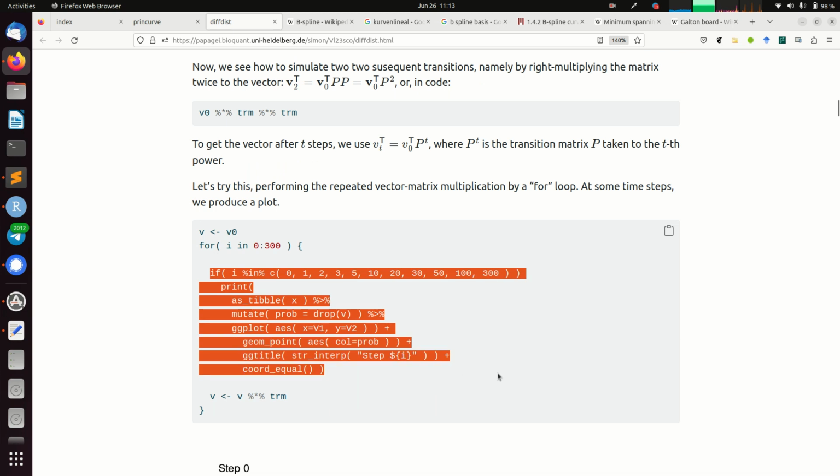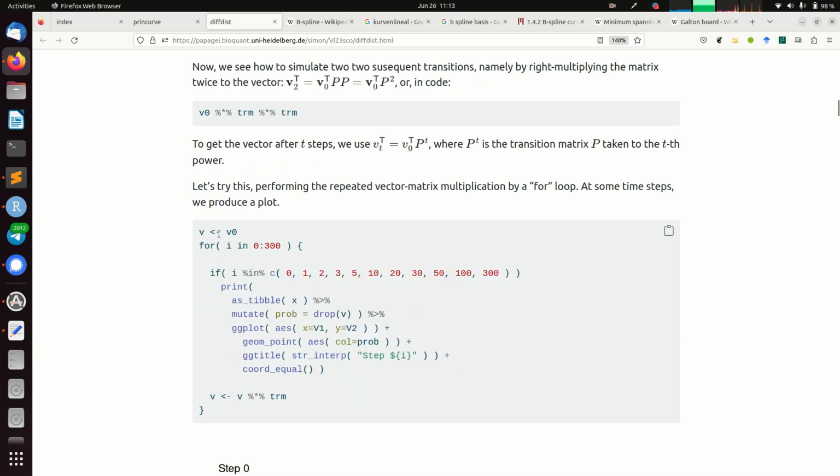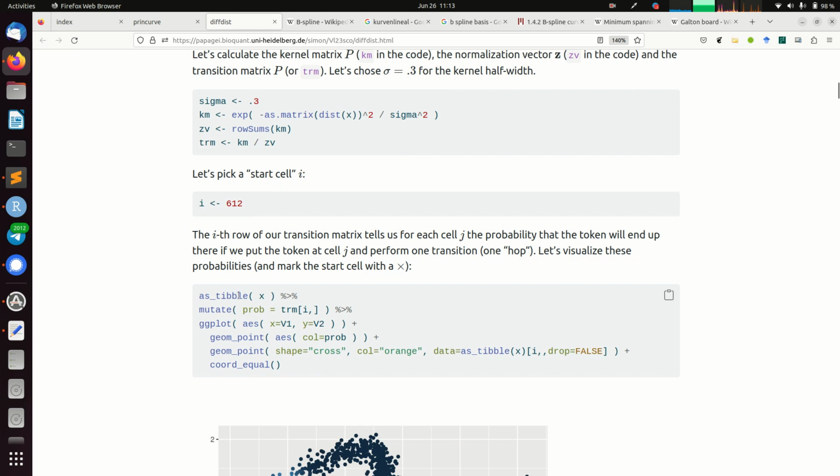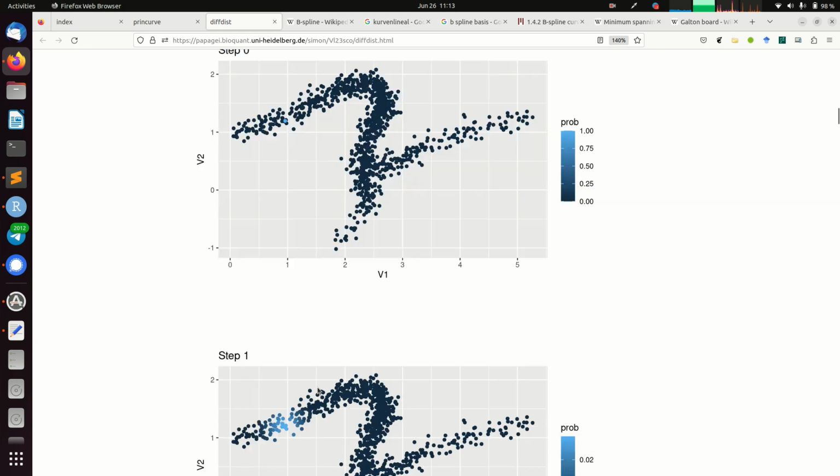You see, ignore this big if block for the moment and just look at the rest. I start again with my vector on position i, as a basis vector where everything is 0 except for the cell 619, which is i, and then I run 300 steps, and in each step I multiply the vector with the transition matrix, so that we repeatedly multiply again and calculate the next step. And if I'm at the 0th, first, second, third, fifth, 10th, and so on step, then I put in this code here to draw the whole thing. And this is how it looks.